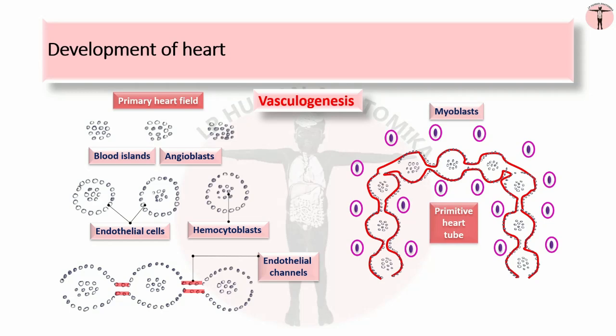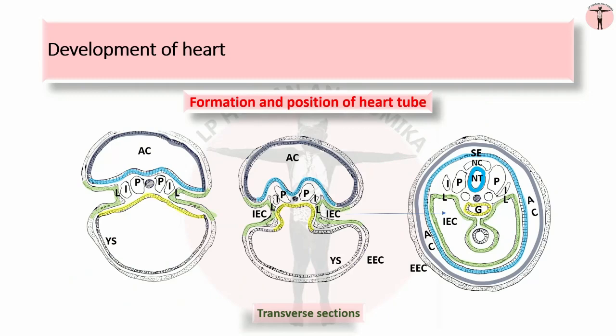In addition to the cardiogenic region, other blood islands appear bilaterally, parallel and close to the midline of the embryonic shield. These islands form a pair of longitudinal vessels called the dorsal aortae. Now these are the two heart tubes on the right side and the left side of the embryonic disc developing in the splanchnopleuric mesoderm.